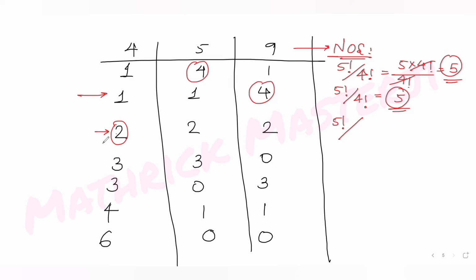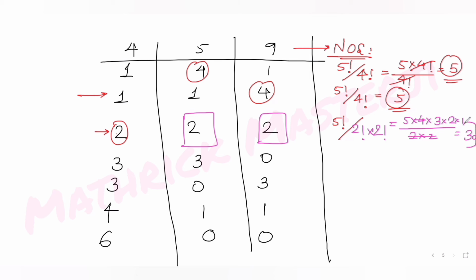But if you see, 5 is repeating 2 times, 9 is repeating 2 times. So you divide by 2 factorial because of 5, and you divide by 2 factorial because of 9 as well. So you get 5 4 3 2 divided by 2 into 2. So this 4 cancels with this, and you get 36 6-digit numbers you can form in this case.